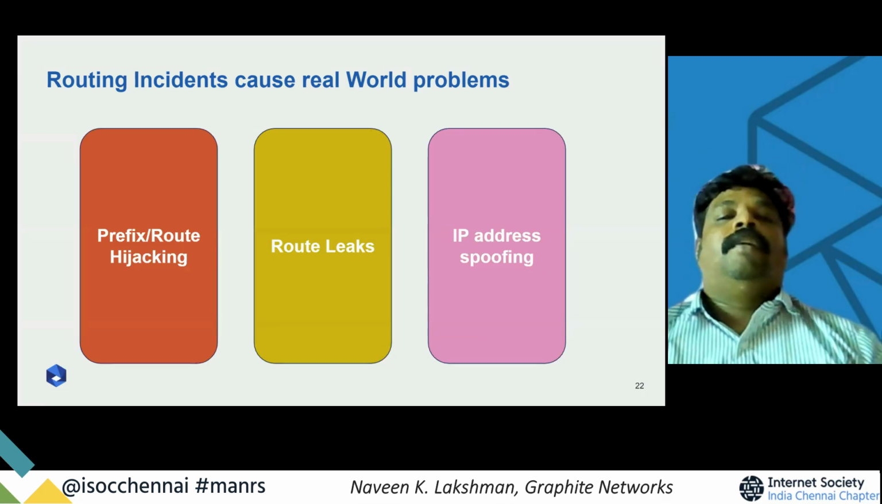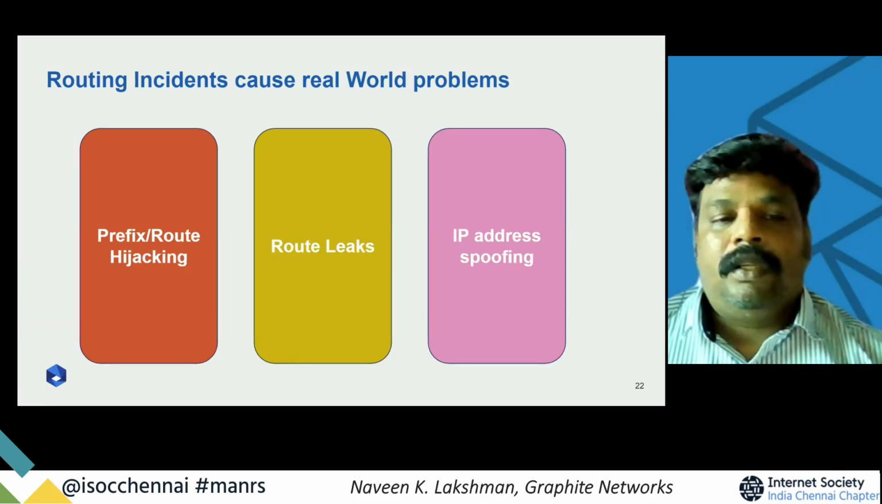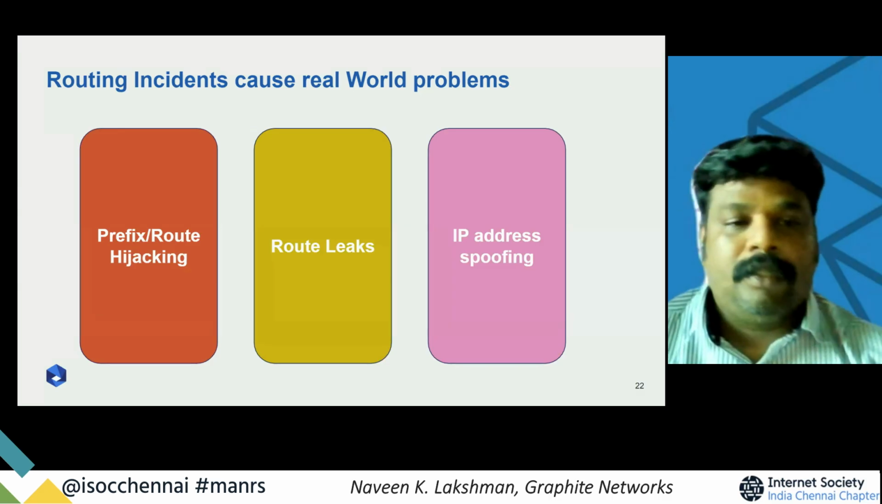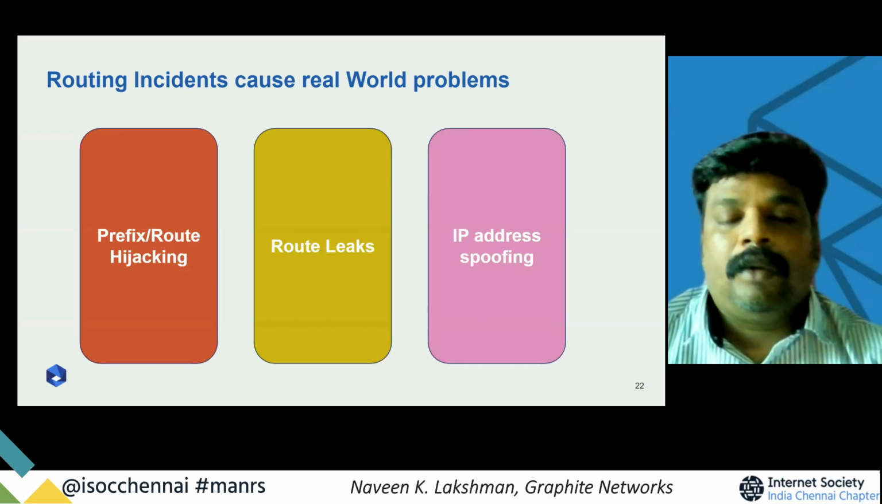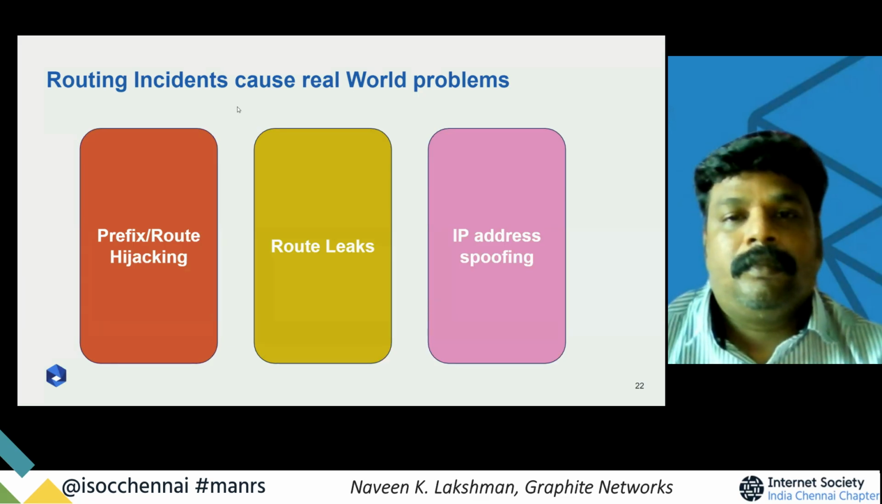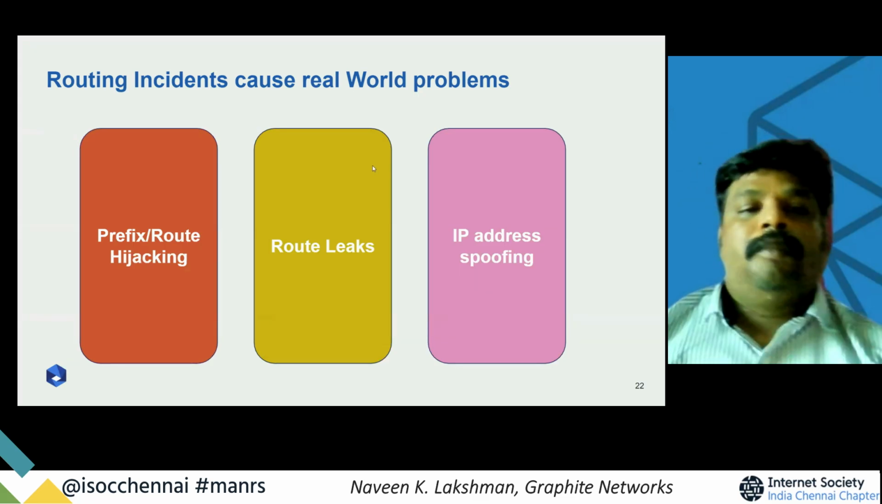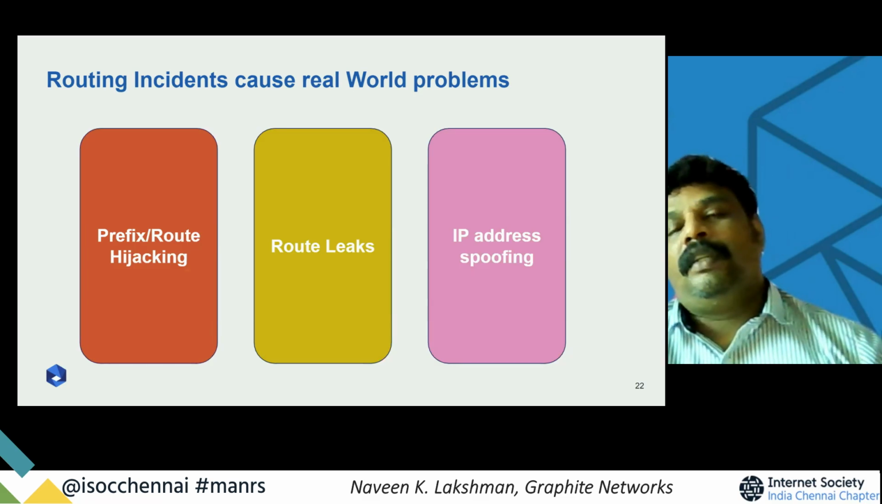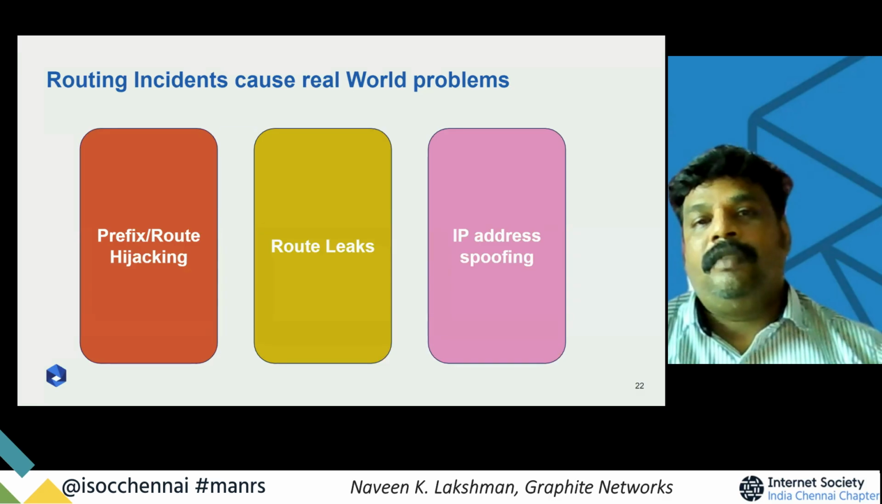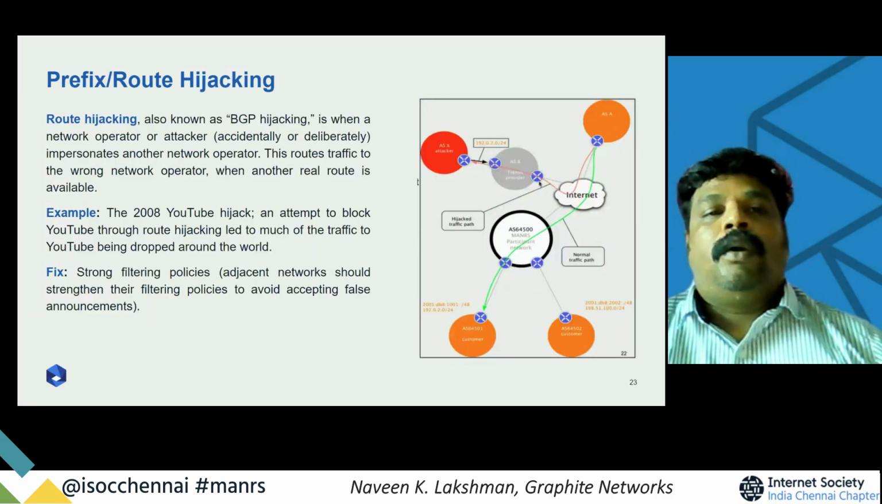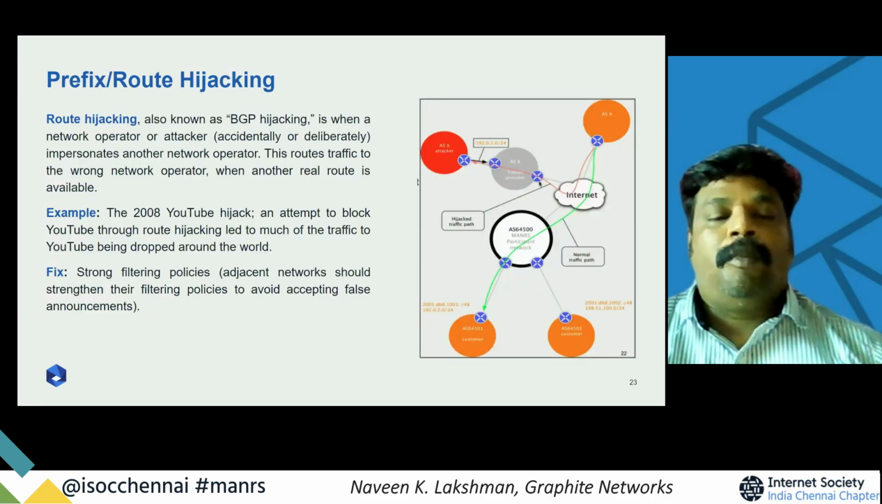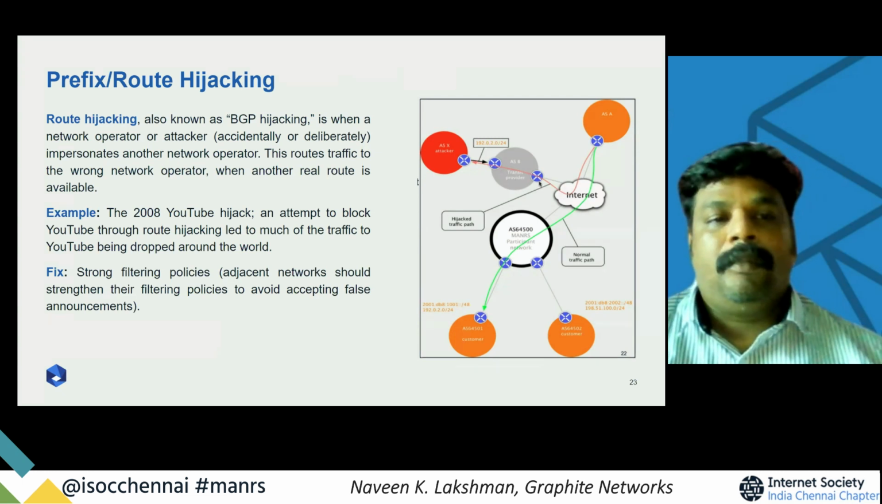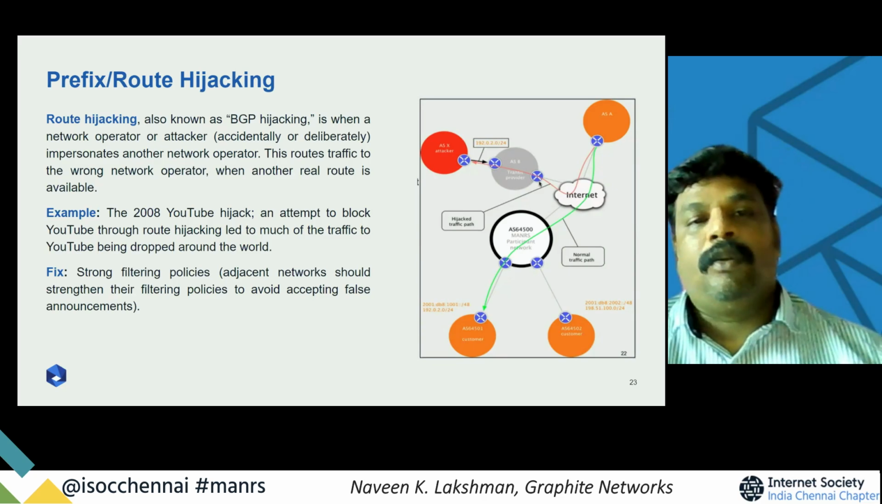Routing incidents cause real-world problems. Three main problems you might see in your networks are prefix hijacking, route leaks, and IP address spoofing. Prefix hijacking and route leaks are related to BGP, and IP address spoofing is not related to BGP; it's your IPv4 and IPv6. Route hijacking is a process when some operator or an attacker says that they are another operator and starts advertising the particular prefixes that operator has.